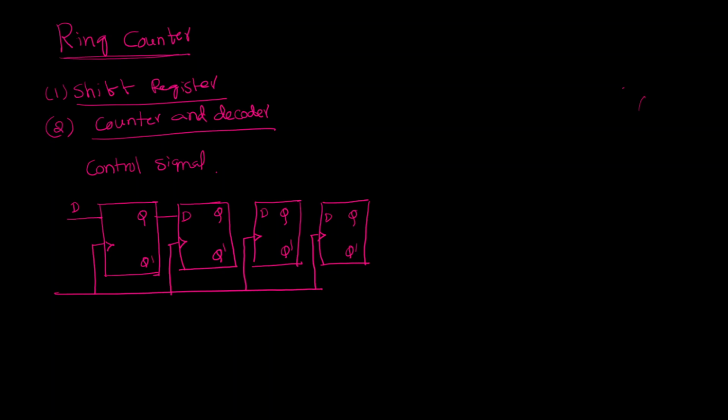Now if you look at its functionality, how exactly the circuit looks, it will be like this. The D input is connected from the last flip-flop output. Output of one flip-flop is connected to the input of the next flip-flop. Let's say this is flip-flop A. A output is connected to B, B output is connected to C, C output is connected to D, and D output is connected to A. So what exactly is formed? A ring is formed, because of which it is called a ring counter.